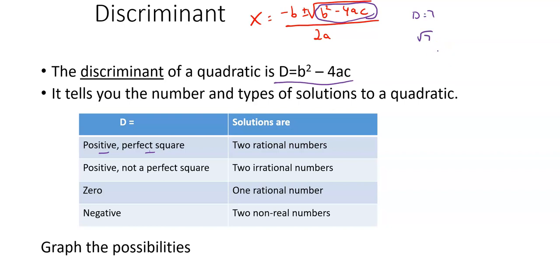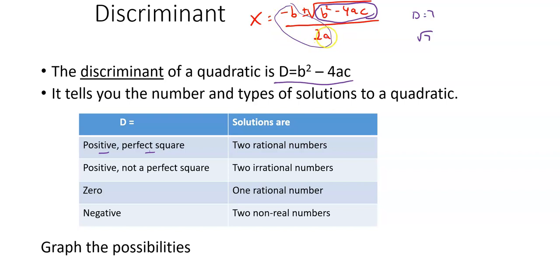We saw an example in the last video where that b squared minus 4ac part came out to be 0. Well, if that discriminant is 0, then the only thing that's left is the negative b over 2a. And then, of course, if it's negative, we'll end up with non-real numbers.